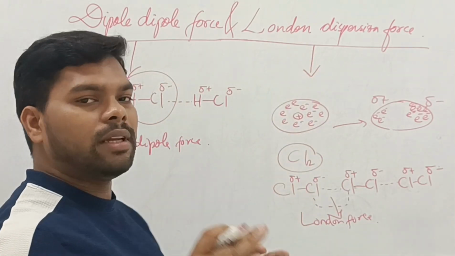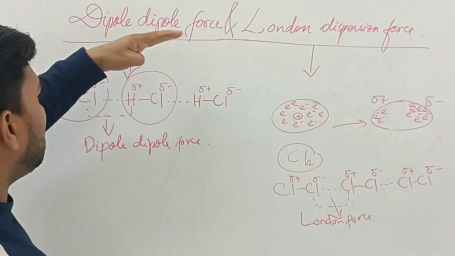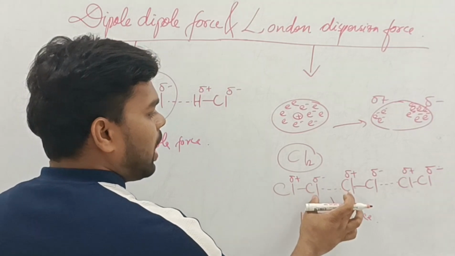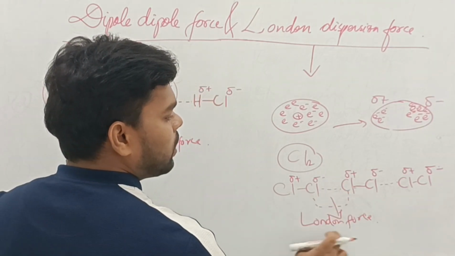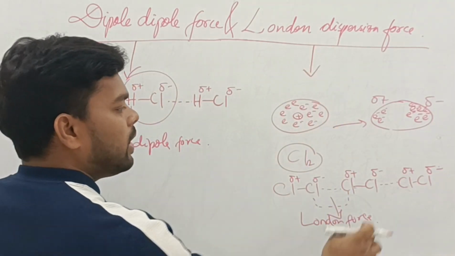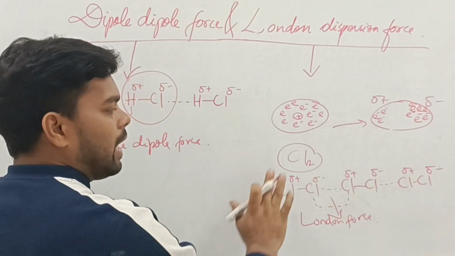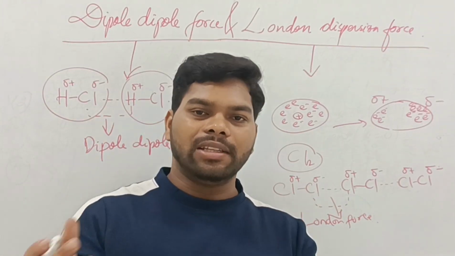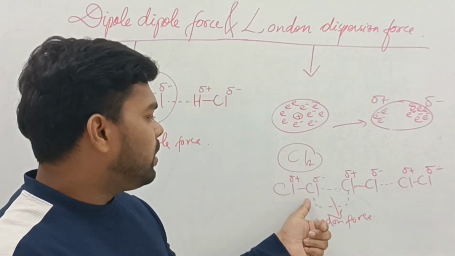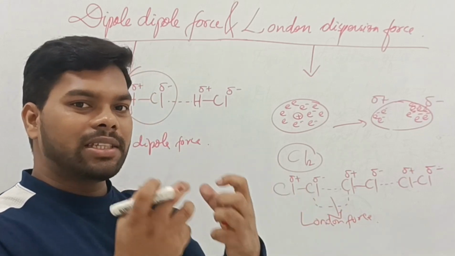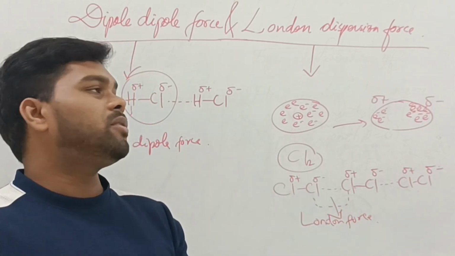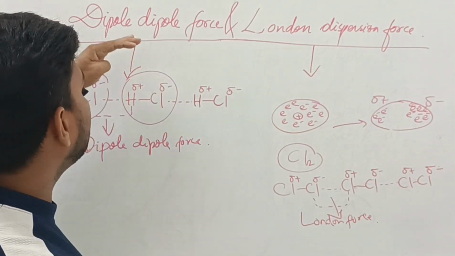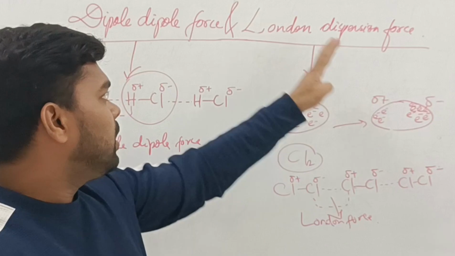This force is a temporary force, and dipole force is always a permanent force, students. Remember that. This force is called London dispersion force or London force. Here also you can find London force. It is a weak interaction, in fact, by which the chlorine molecules are connected by means of a weak force of attraction. So London force is a very weak force of attraction. However, dipole force is stronger than London force.